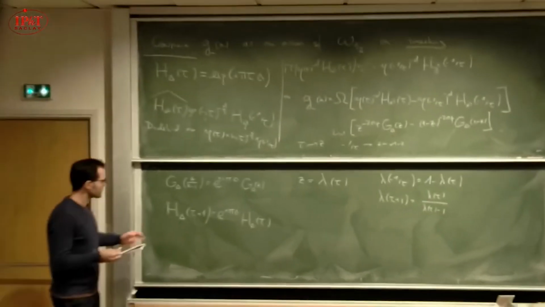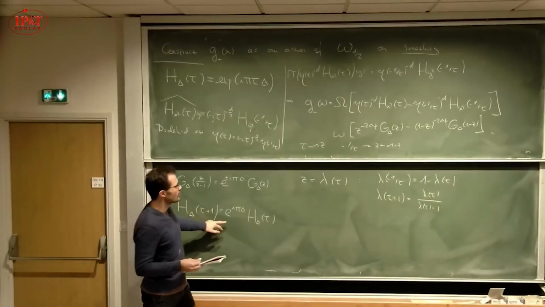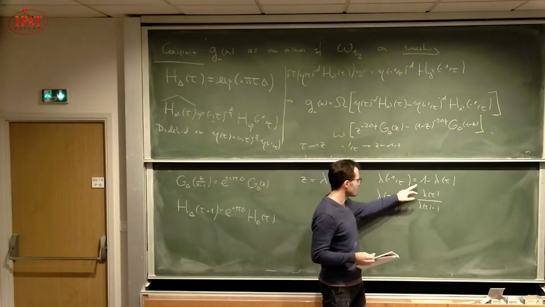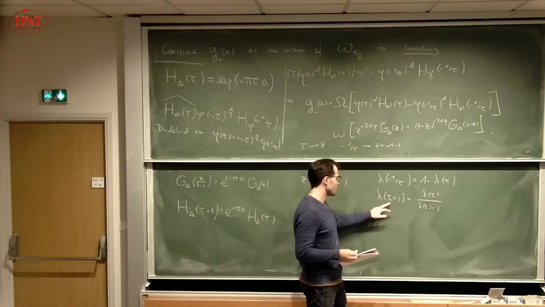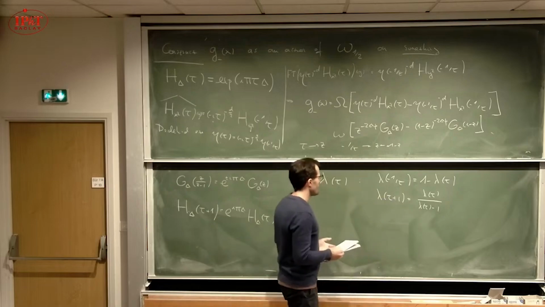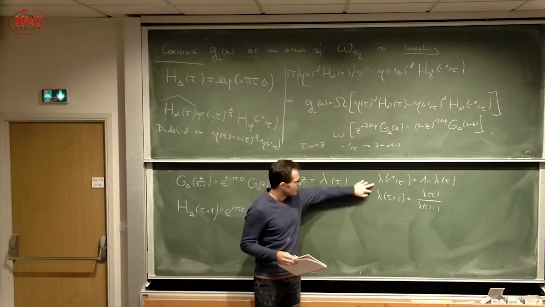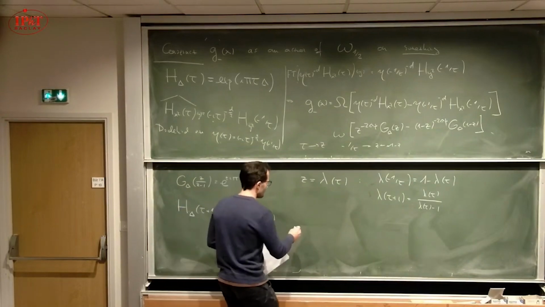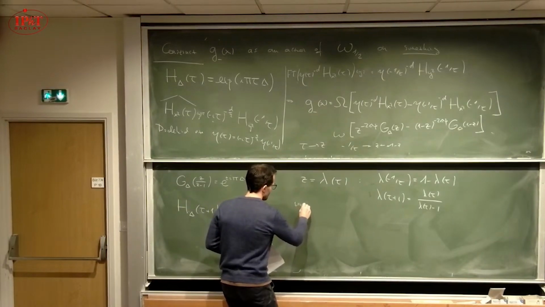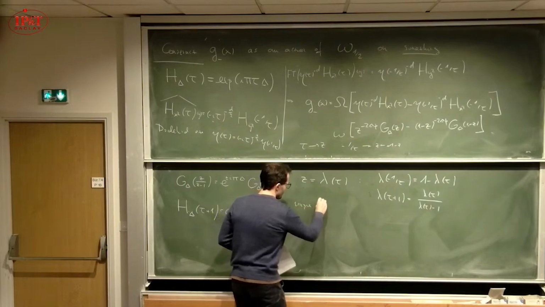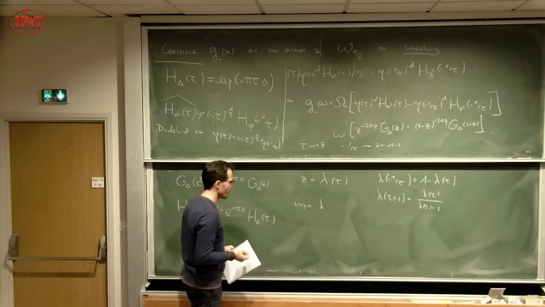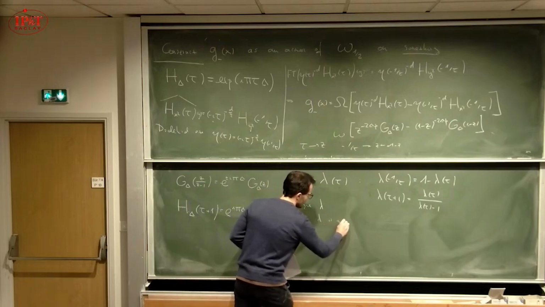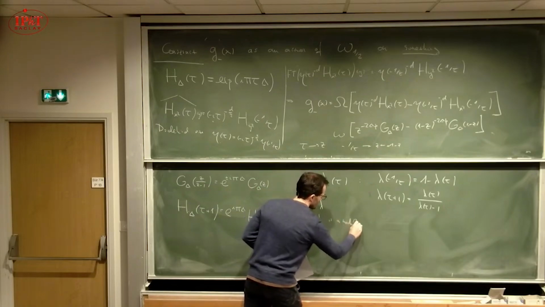Okay, so we need this mapping from tau to z such that when tau goes to -1 over tau, you get 1 minus lambda. And when tau goes to tau plus 1, then you get this. And there's a unique function which satisfies these properties. It's called the modular lambda. It's a modular function.